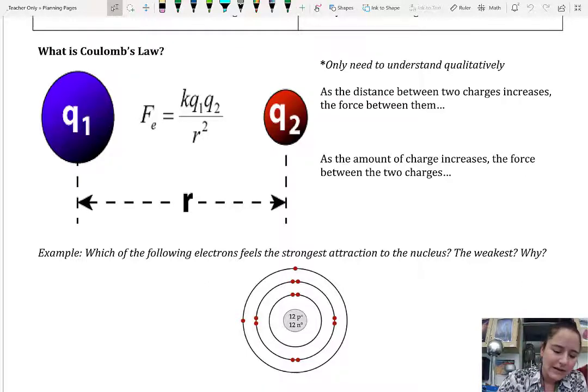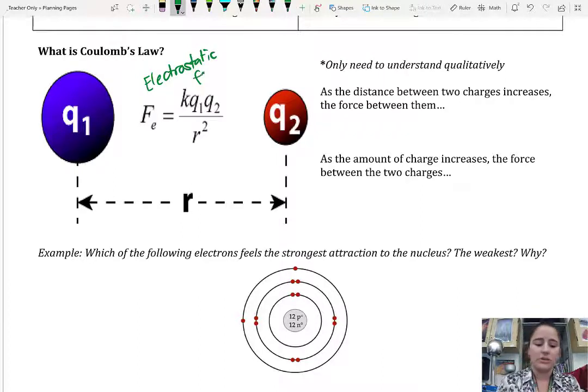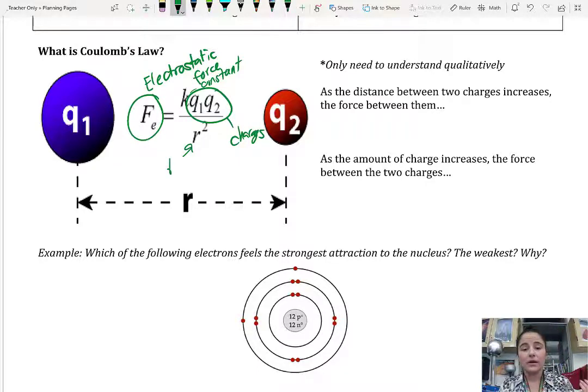This law is about the electrostatic force. Okay, that's this one. Now, this is proportional to k. This is just a constant. These are the charges of the two particles, and r is the distance between them. Okay, typically when we talk about this, we're going to be talking about the interaction between the nucleus and the electrons that surround that nucleus.